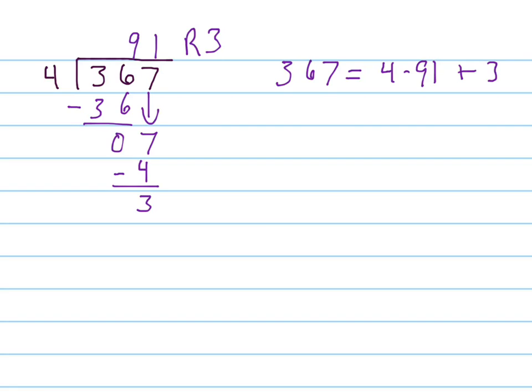What's the quotient? The quotient is 91. We'll call that Q. And the divisor is 4. That's what we were dividing by. Call that D. And then 3 is the remainder. So if we take the divisor times the quotient plus the remainder, that'll always equal the number that we were dividing into. And what do we call that? Figure that out.